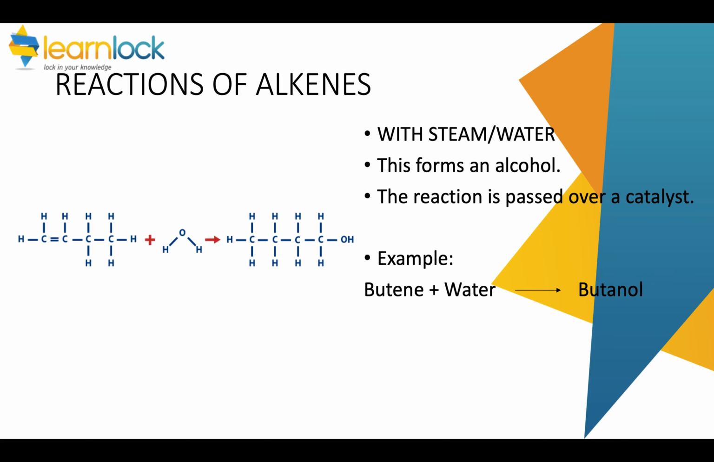Alkenes will also react with steam and water to form an alcohol. For example, butene and water will turn into butanol. This also requires a catalyst.